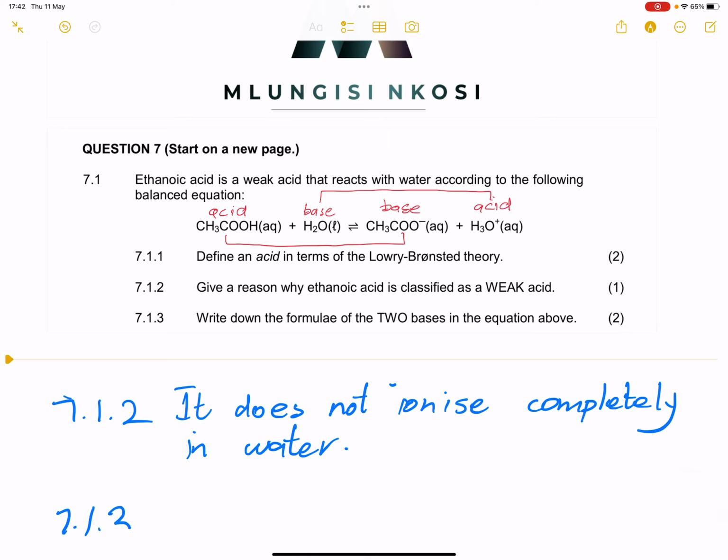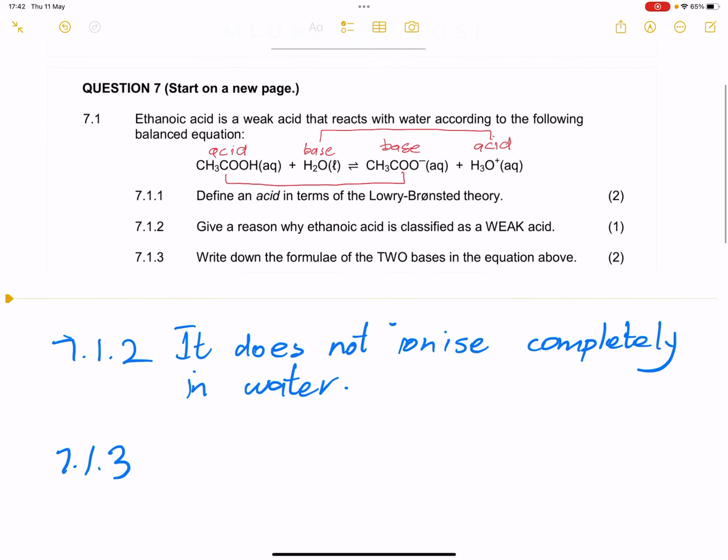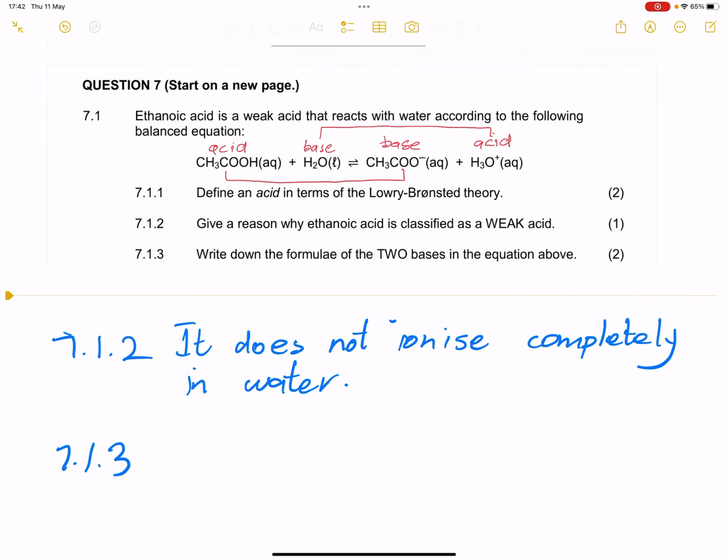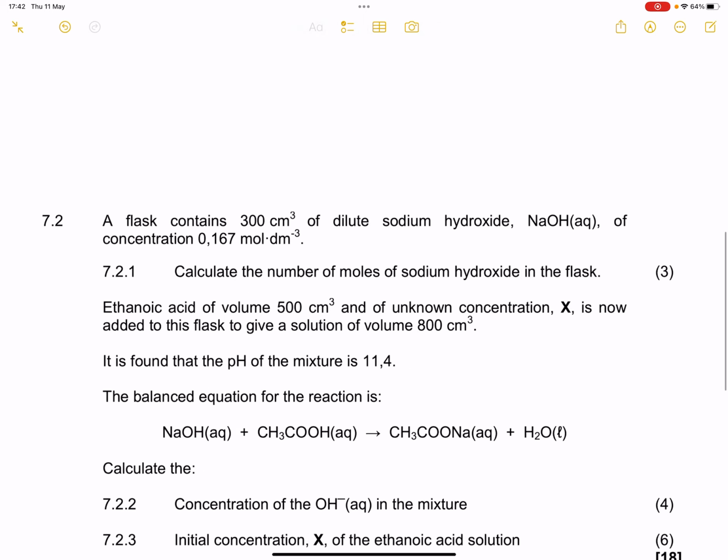Okay, so 7.1.3, they say write down the formulae of the two bases in the equation above. So we've done that already. The one base is H2O, and the other base would be that ethanoate ion, CH3COO minus. Right, so those are the two bases in our equation. Let's go on to the next question.